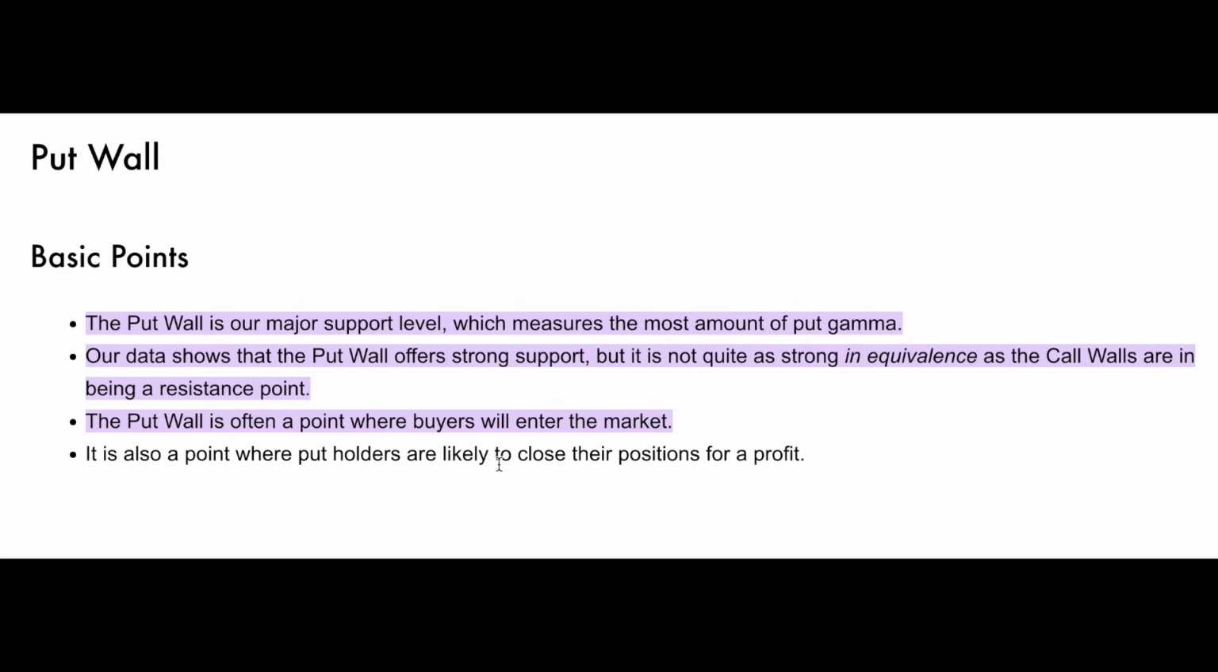The put wall is often a point where buyers will enter the market, and that's what happened with Tesla, right? You had the $100 put wall, and I think Tesla stopped at like 101, maybe. It didn't even get to the $100 put wall, but everybody just came flooding in. They flipped, and there you go, it took off.